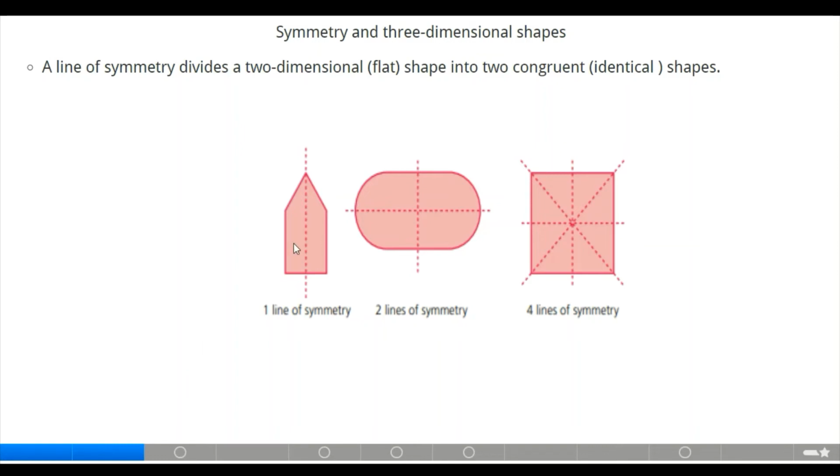Now let's look at this. This is a shape here. We have a plain line here, and it divides this shape just once, so we call this one line of symmetry. And if you look at this one, we have divided this shape into two. We have 1, 2, so we call this two lines of symmetry. And if you look at this, we have 1, 2, 3, and 4. Then we call this type four lines of symmetry.